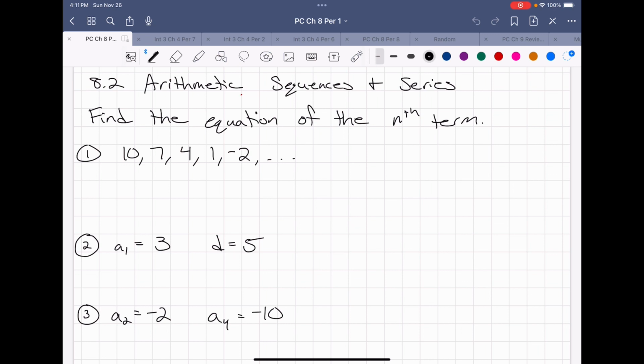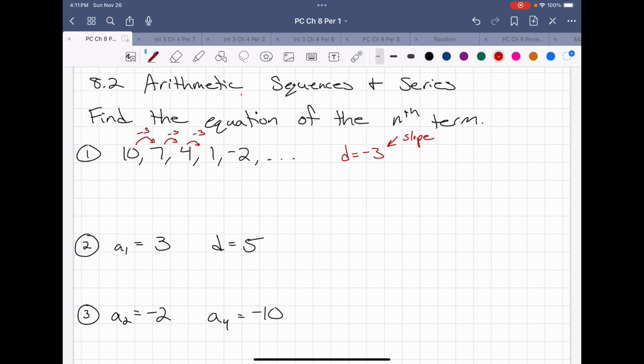An arithmetic sequence or series is when the jump from one number to the next is adding or subtracting the same thing. So in example 1, it's subtracting 3, and then subtracting 3, and then subtracting 3. So it's adding -3 every single time. That number that it's adding is d, and it also represents the slope.